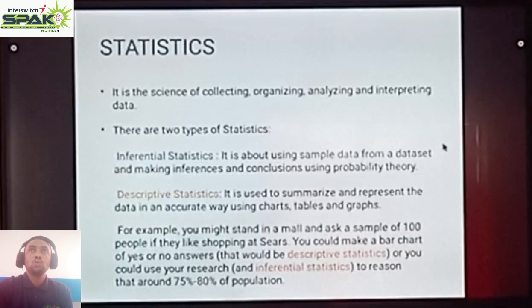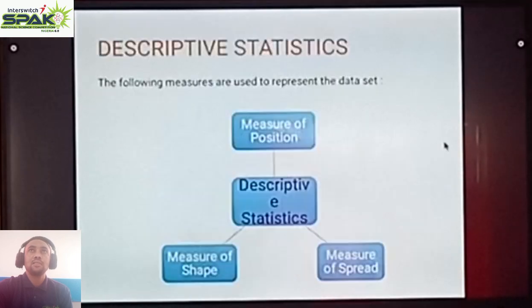So when we talk about descriptive statistics, is the measure used to represent the data set. One, we have the measure of position. Now, under measure of position, then we have two types. One, measure of space, and two, the measure of spread. But let's look at the measure of position, which is the main body of descriptive statistics.